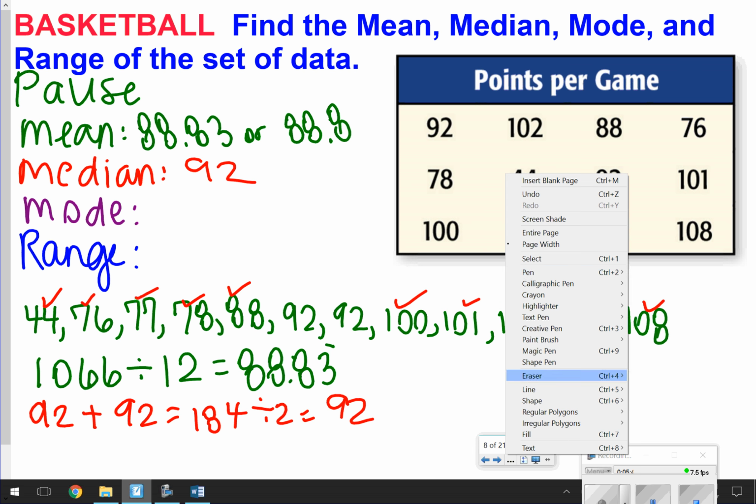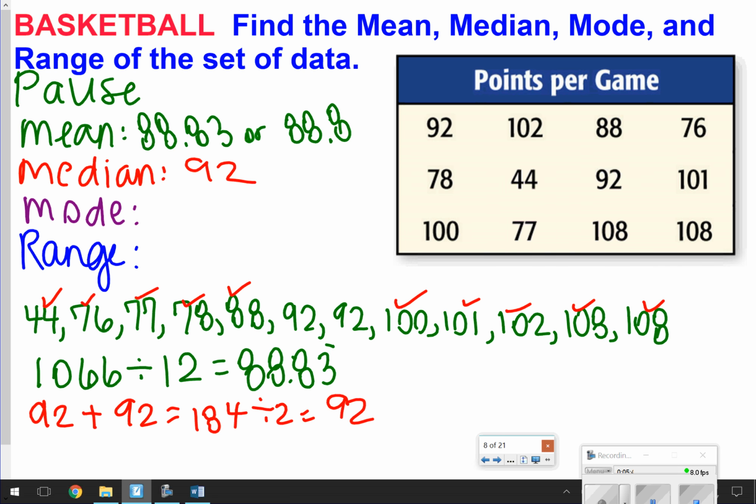For the mode, that is your most occurring number. As you can see, we have two most occurring numbers. 108 occurs twice, and so does 92. Since they both occur the same amount of times, we're actually going to have two modes, 92 and 108.